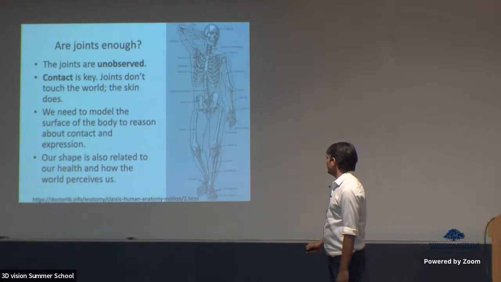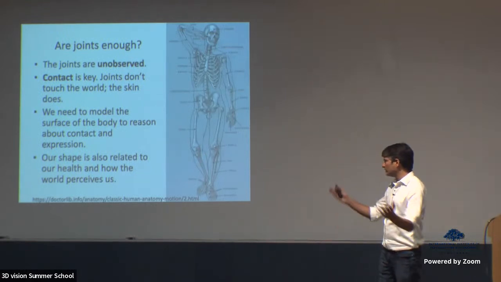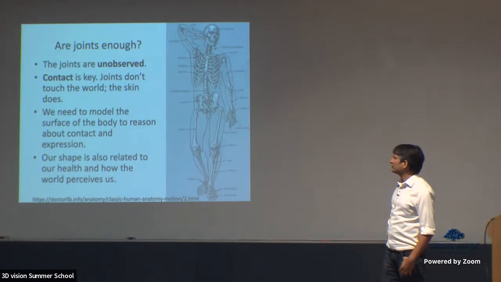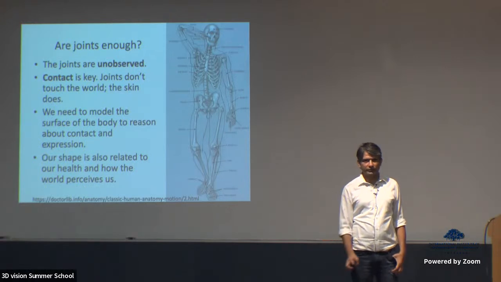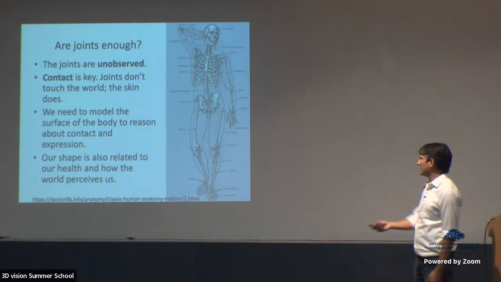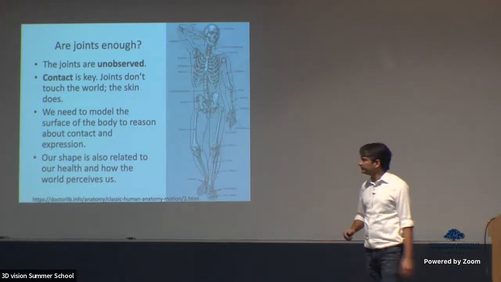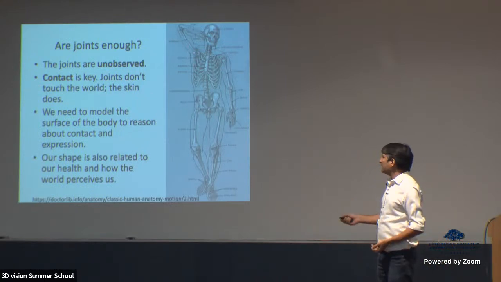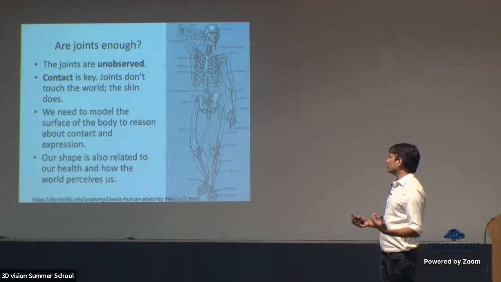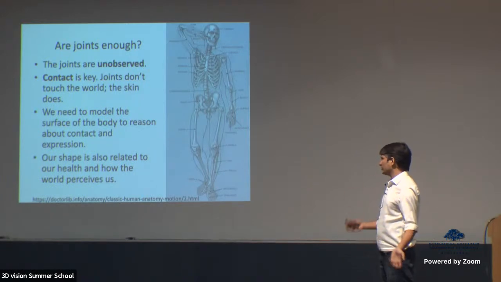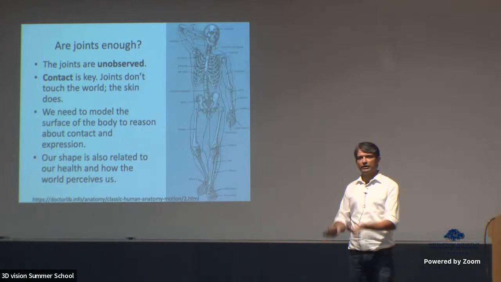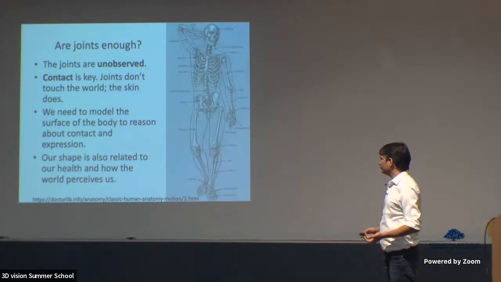And this is from Professor Michael Black, who is one of the world leaders in human body shape and pose, specifically parametric models. What he argues is that joints are actually unobserved in normal settings, right? It would be unfortunate if you actually saw a joint, because joints are all inside the body. And contact is key. Joints don't touch the world, the skin does. We want to model the surface of the body to reason about contact and expression. And our shape is also related to our health and how the world perceives us. So there is a need to go beyond joints and these cylinder models.